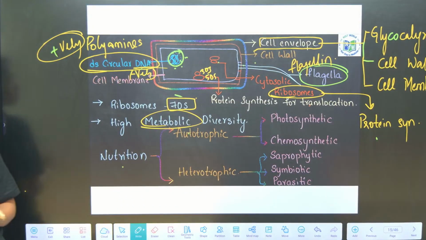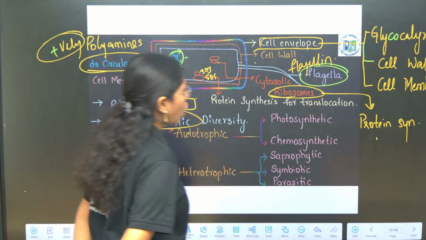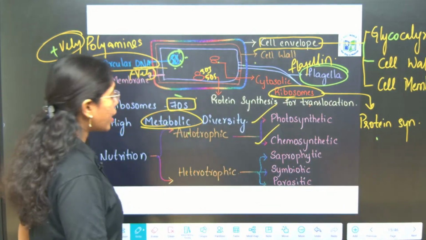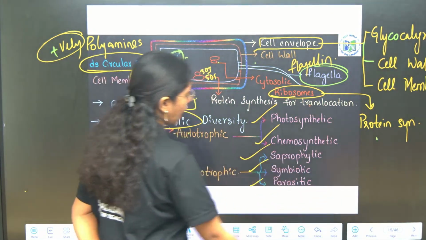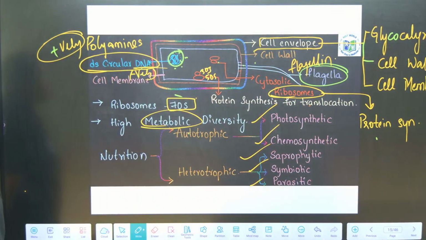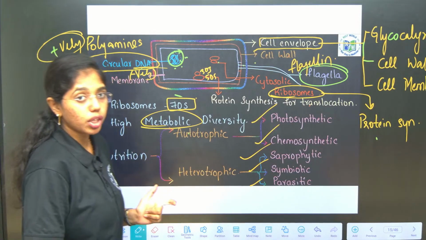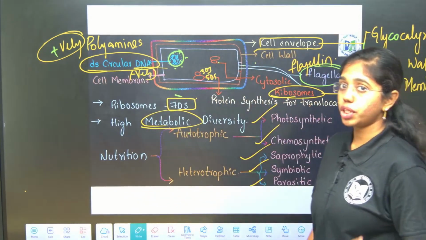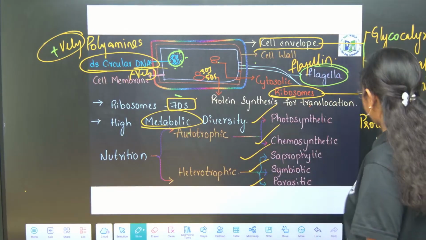In nutrition, as I told you, there are autotrophic and heterotrophic modes of nutrition. Autotrophic includes photosynthetic and chemosynthetic. Heterotrophic mode of nutrition includes saprophytic, symbiotic and parasitic modes. Clear, right? Highest metabolic diversity, highest diversity in mode of nutrition, and highest diversity in respiration is exhibited by the kingdom Monera. Clear, right? Next.